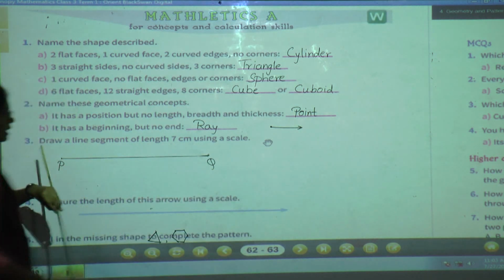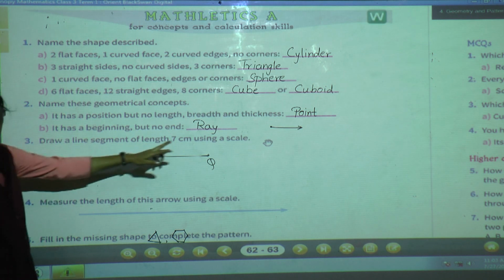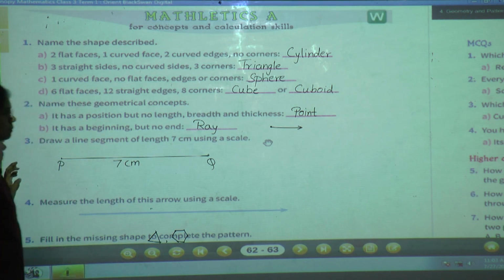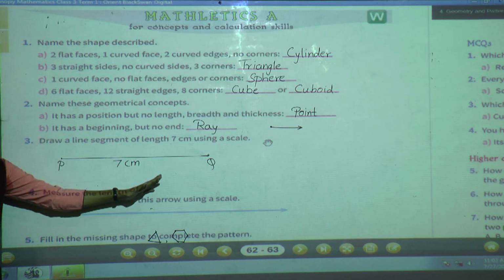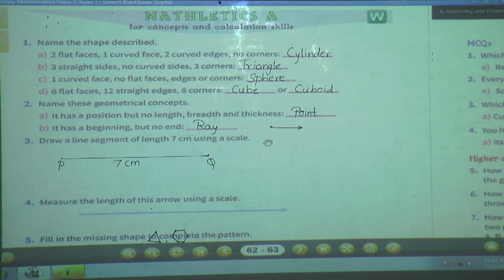So in this way we can draw a line segment by using our scale, and here we should write 7 cm. That is the measurement of the line segment. Line segment PQ of measurement 7 centimeter. Now we'll move to the next question.